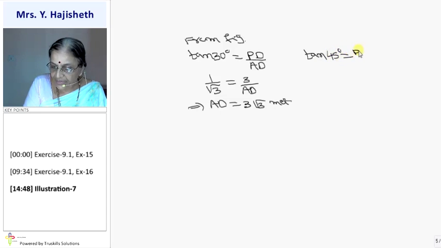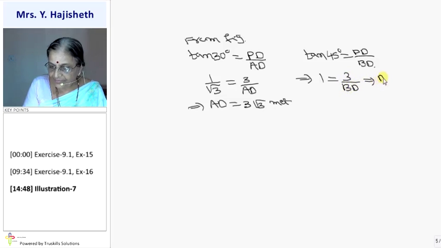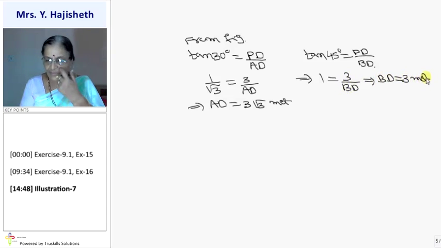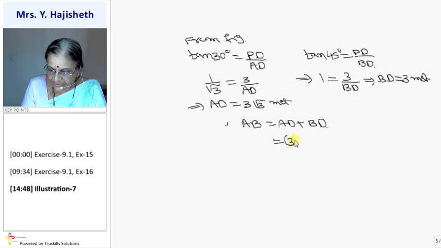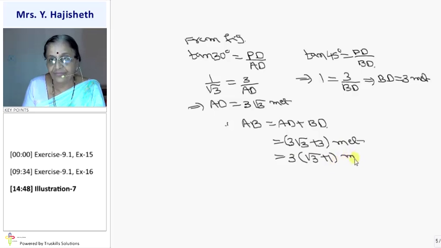It is coming PD upon BD. So tan 45 is 1. So 1 is 3 upon BD. So what is my BD? BD is coming 3 meter, okay? BD is 3 meter and AD is 3 root 3 meter. And what is the width of the river? AB. AB is AD plus BD. AD is 3 root 3 and BD is 3. So 3 root 3 plus 3 meter. 3 बाहर निकाल दो, अंदर आएगा root 3 plus 1 meter.